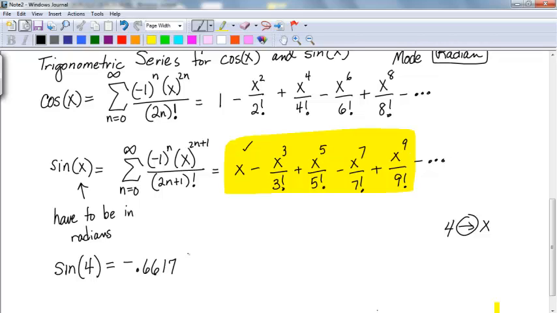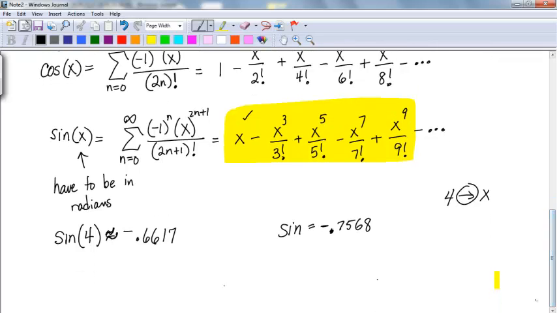Now, if we go back on the home screen and just do the sine of 4 radians, just do sine of 4. The actual sine of 4 is negative 0.7568. This really should be approximately. So it's close, but not that close on this one. Okay, everybody get the idea?